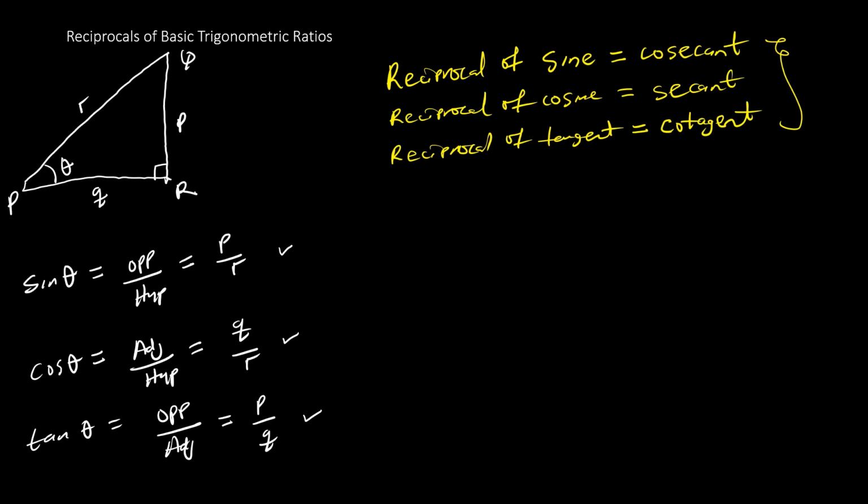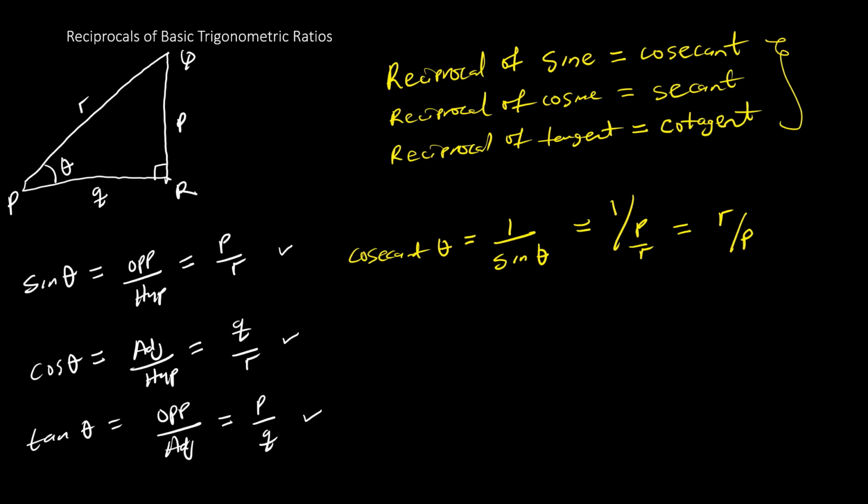Let's start with cosecant, which is the reciprocal of sine. This is defined as 1 over sine theta. Here we are looking at the cosecant of theta. This equals 1 over sine, and according to this triangle, this equals 1 over P over R, and this equals R over P.